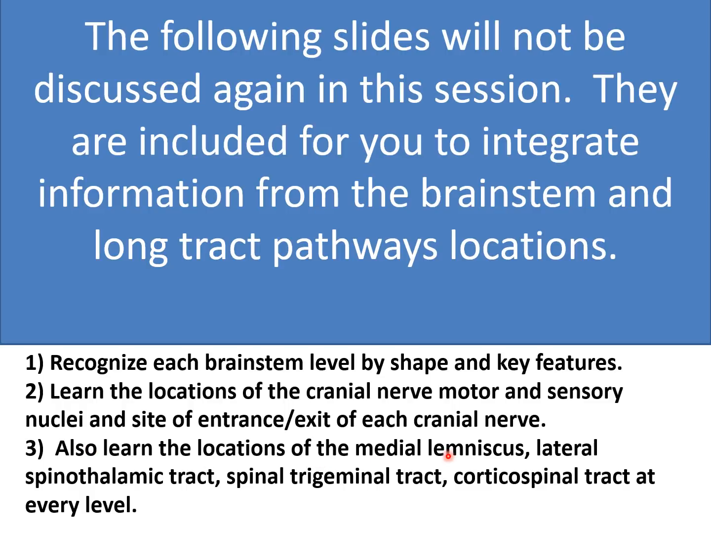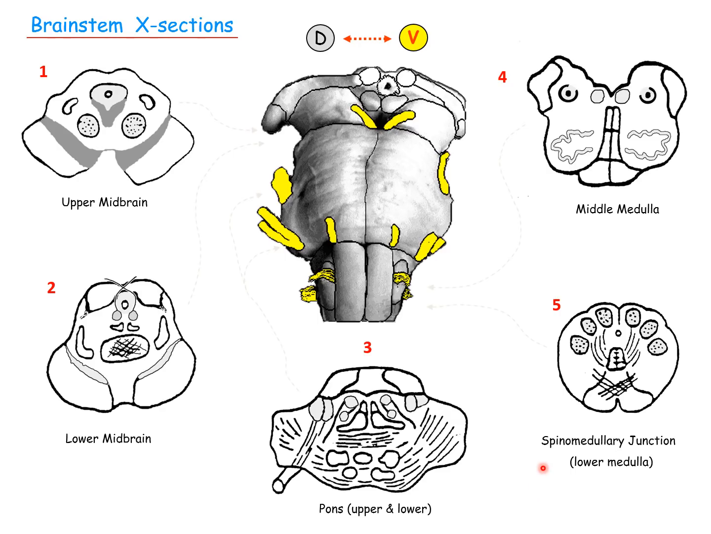the medial lemniscus, the lateral spinal thalamic tract, the corticospinal tract, and the spinal trigeminal tract, which deals with pain and temperature on the ipsilateral face. All these others deal with contralateral findings, that is the medial lemniscus, lateral spinal thalamic tract, and the corticospinal tract. We'll look at a couple of those.